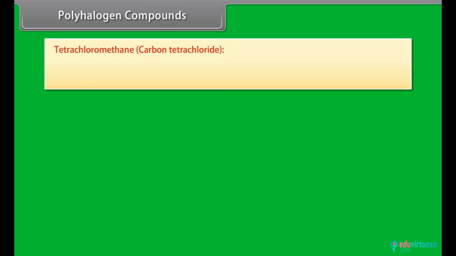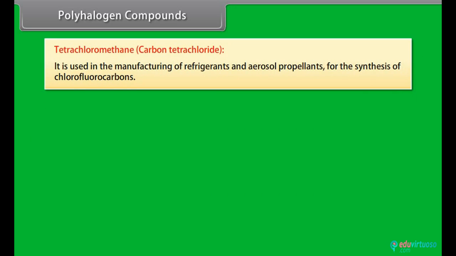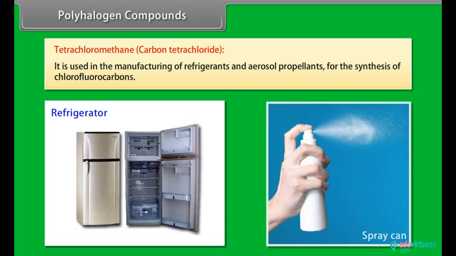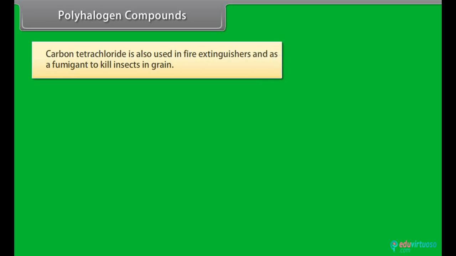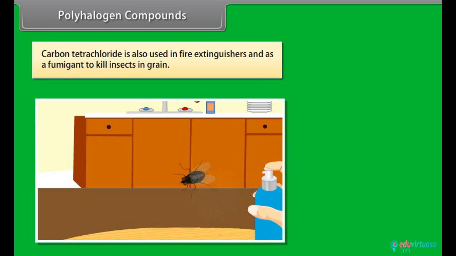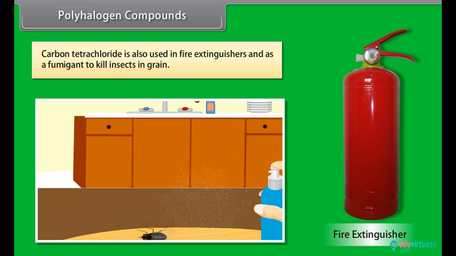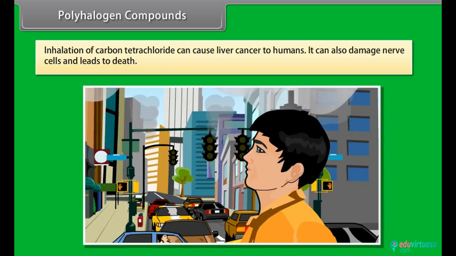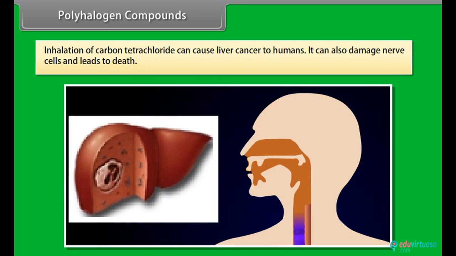Tetrachloromethane, carbon tetrachloride. It is used in the manufacturing of refrigerants and aerosol propellants and for the synthesis of chlorofluorocarbons. Carbon tetrachloride is also used in fire extinguishers and as a fumigant to kill insects in grain. Inhalation of carbon tetrachloride can cause liver cancer in humans. It can also damage nerve cells and lead to death.